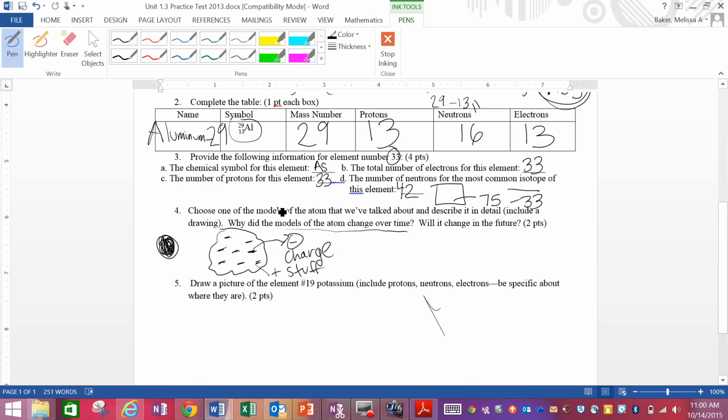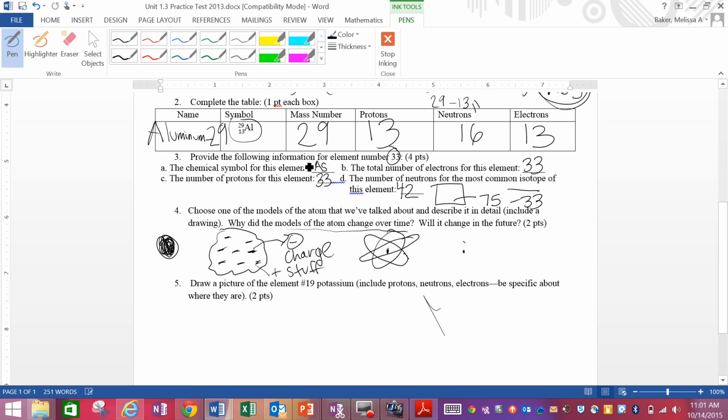Then they did the gold foil experiment. Remember, they shot alpha particles at a piece of gold foil, and most of the time, the particles went straight through to the other side. But 1 out of 8,000 times, the particle would bounce straight back, which was crazy to them. But they figured, okay, this means that atoms have a small, dense nucleus in their center. It also meant that atoms are mostly empty space.